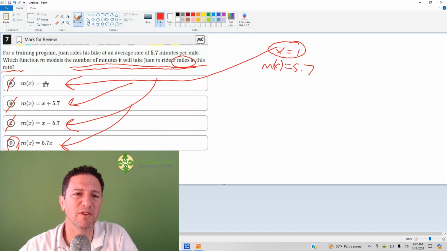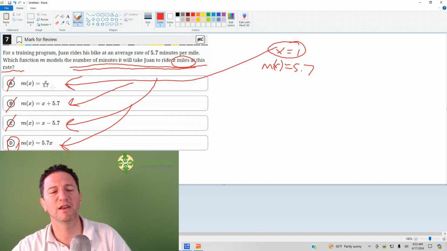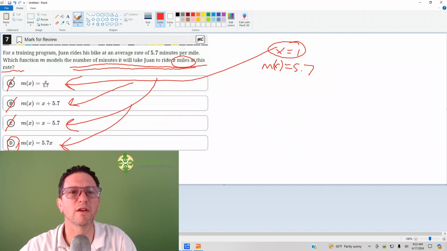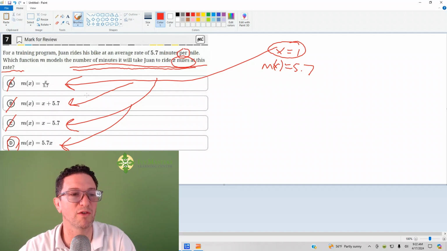By the way, also, when you see the word per, that's an indication of slope. So right here it says 5.7 minutes per mile. So you can expect the 5.7 to be stuck to the X, and it is in answer choice D.